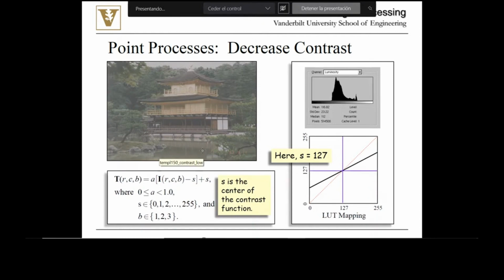So if you have a gray point, any one of these, and you subtract 127, what you're doing is putting the origin of the gray values at that point. So now this would be 0. Let's say this is 127. So 127 would become 0. Lower values are negative, higher values are positive. Then you are multiplying by a number that is smaller than 1, and then you are adding back this 127.